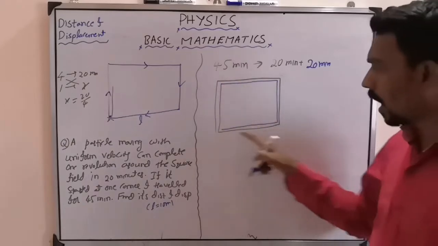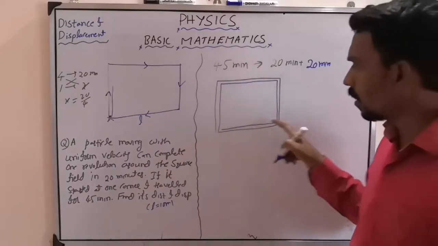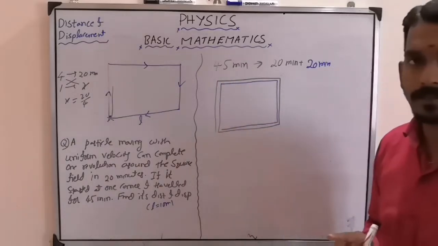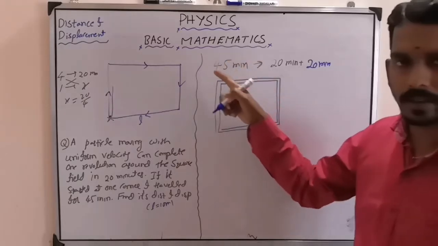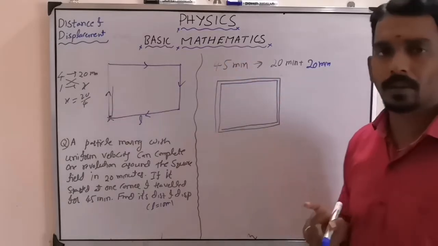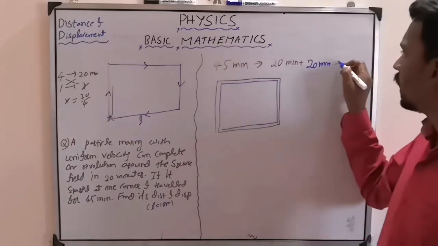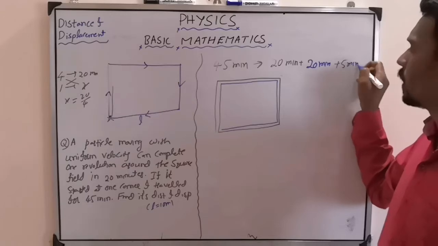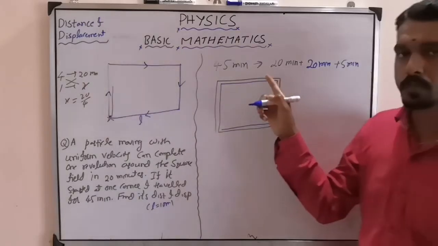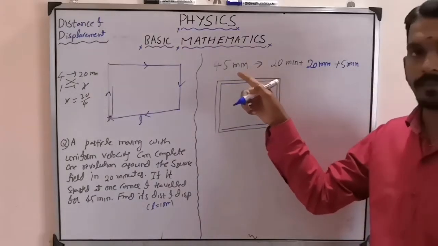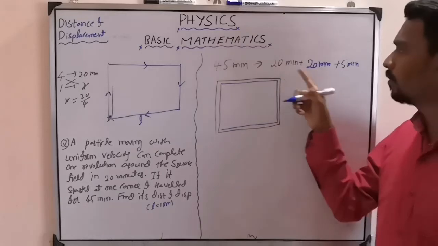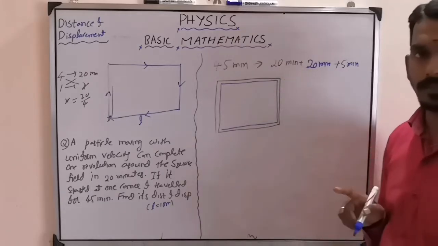So one round after 20 minutes, one more round after 40 minutes. But we have 45. He traveled for a total of 45 minutes. So still he has 5 more minutes. This way you have to split the given time, in terms of what? Time to complete one revolution.